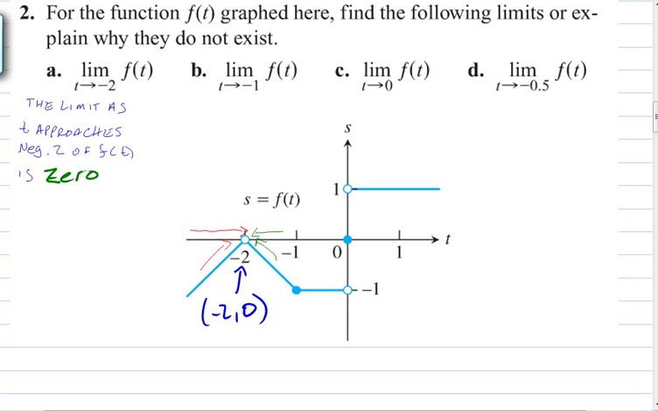Yes, the limit is the y value. This number down here is what x is approaching. We're looking for the y's, the function value. The limit is the y value. The limit will never be x. No, x is what we're approaching. The limit is the value of y.